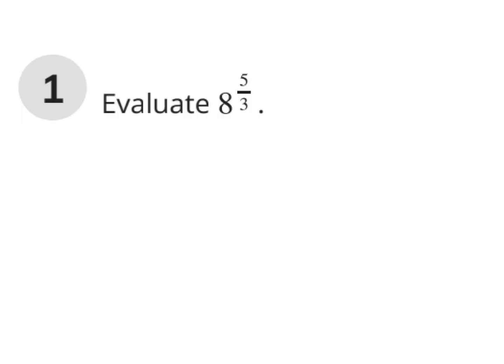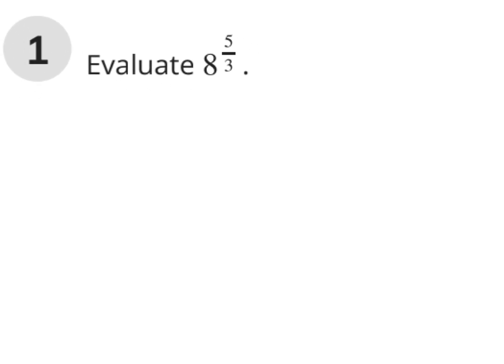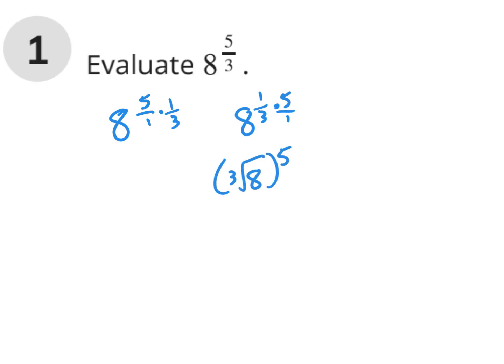Evaluate 8 to the 5/3. Since I can break this apart to 8 to the 5/1 times 1/3, or 8 to the 1/3 times 5/1, I know the cube root of 8 is 2, and 2 to the 5th power: 2 times 2 equals 4, times 2 is 8, times 2 is 16, times 2 is 32. So 2 to the 5th power is 32.